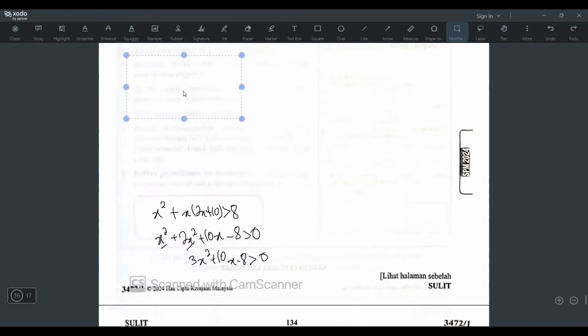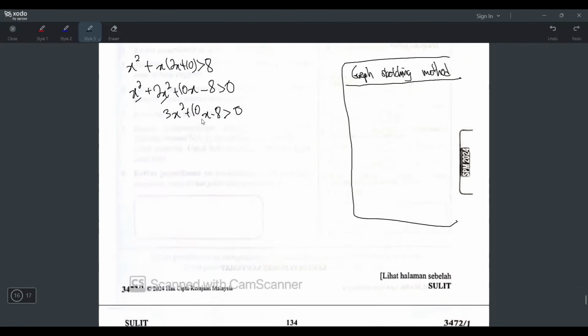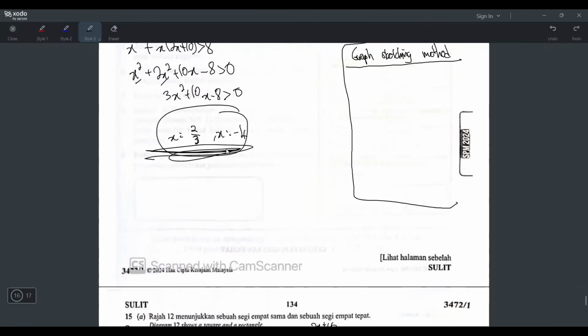So I will do it up here. All right. For the graph sketching method, I will just put a box like that. Okay, the graph sketching method. It works this way. After you reach here, you will press calculator, get your x answer first. If you press A 3, B 10, C negative 8, you get two answers, 2 over 3 or negative 4. Oh, by the way, even if you're doing the table method or the number line method, you still have to do this step. You have to do until here. Doesn't matter which method you use, you always do until here first.